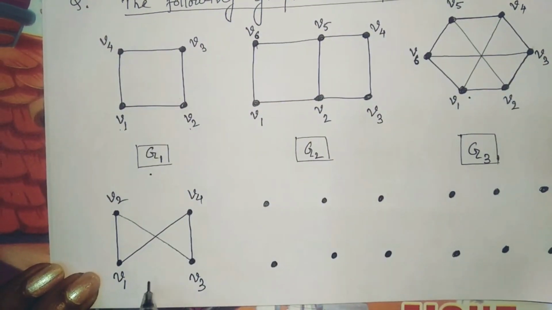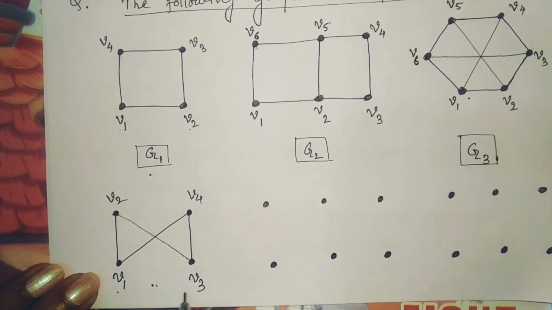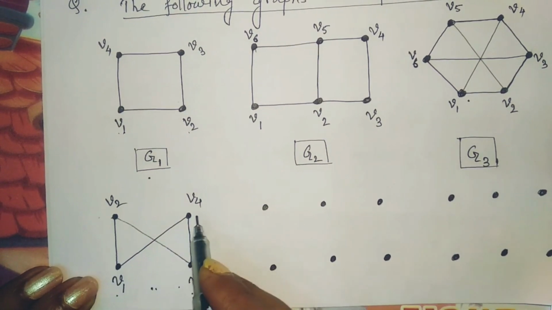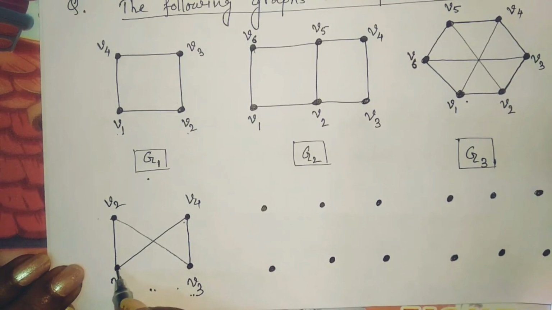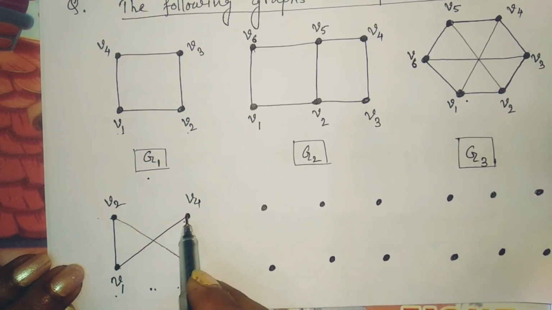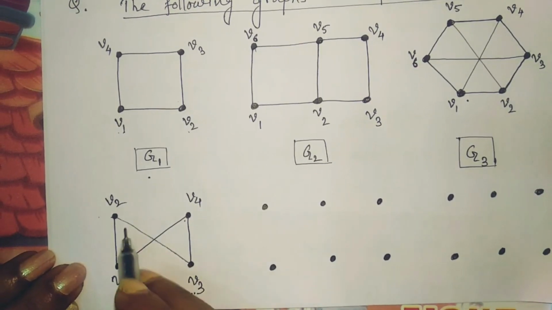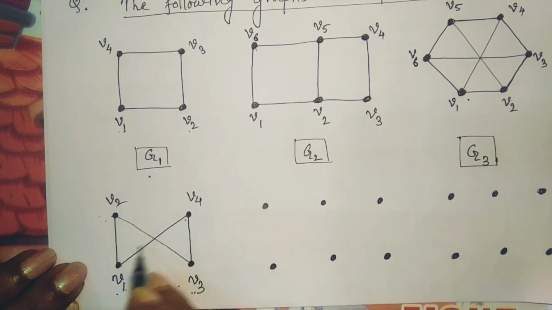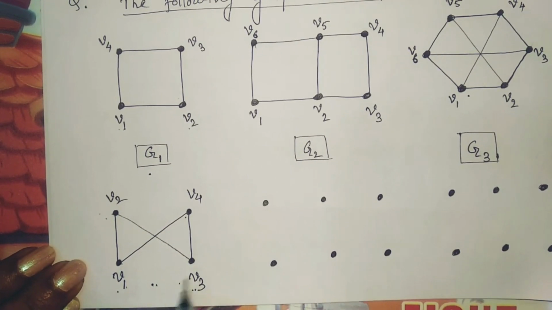Now if we observe this newly drawn graph, then we will find that v1 and v3 are two vertices which have no edge connection between them. Again v2 and v4 have no edge connection, but v1 has two edges which connect with v2 and v4, and v3 again has two edge connections with v2 and v4. These are the two subsets of the vertices. So we can say this one is a bipartite graph.